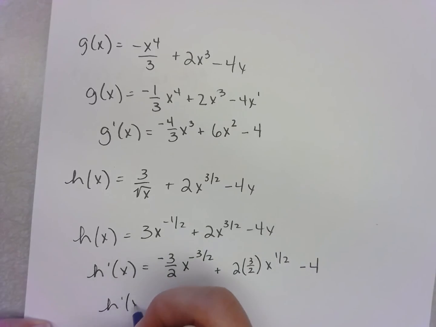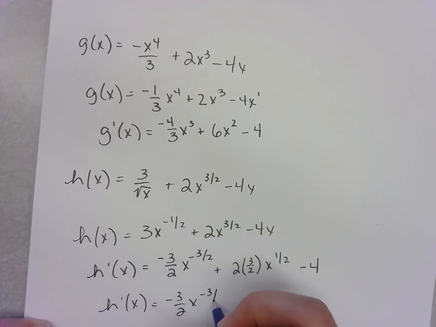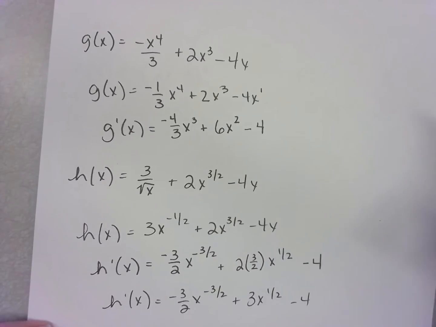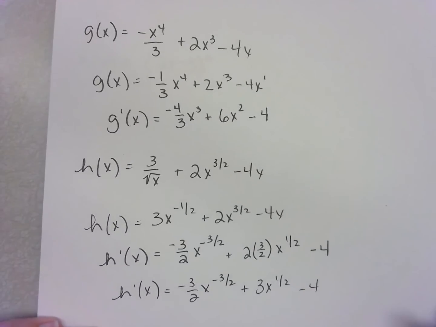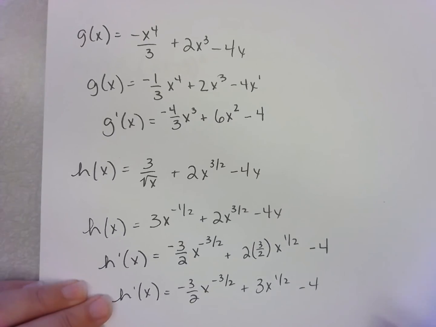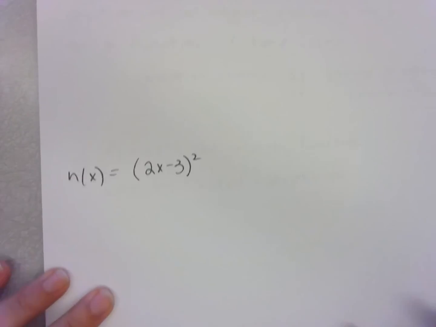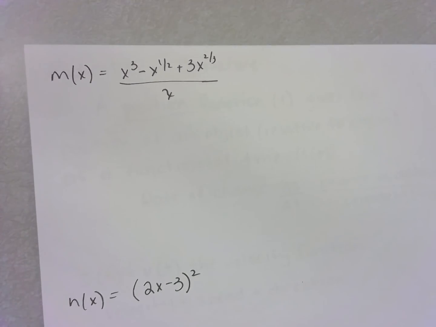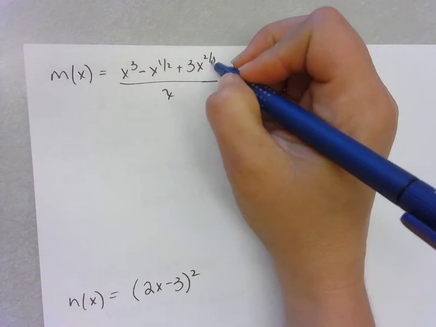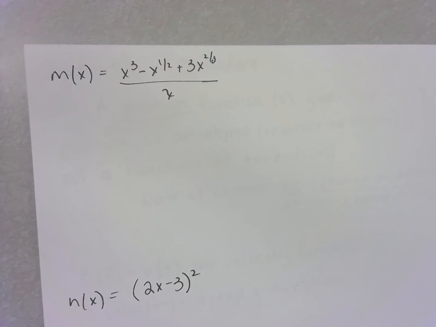So let me just clean this one term up a little bit. I have negative 3 halves, x to the negative 3 halves, and then the 2 times 3 halves gives me really 6 halves, which is just 3, x to the 1 half, minus 4. All right? So the power rule and now this sum and difference rule really allows us to do these at a much higher rate of speed. I have a couple more problems that we can do the same way, but they just require a little bit extra algebra.